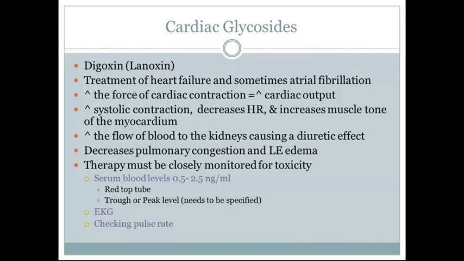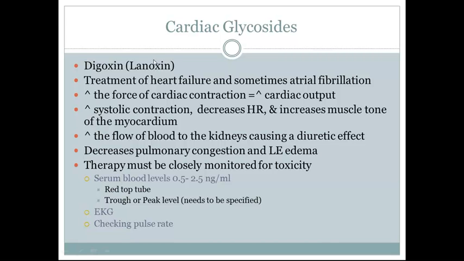Digoxin also decreases pulmonary congestion and lower extremity edema. Therapy must be closely monitored for toxicity. We oftentimes have to do serum blood levels. The range for this is 0.5 to 2.5.